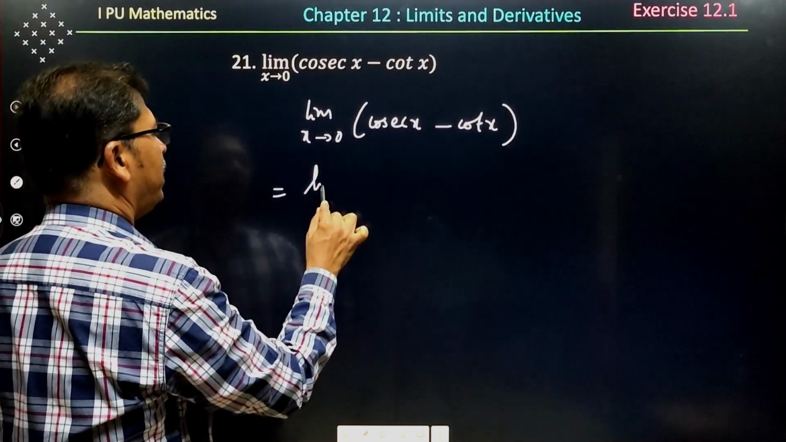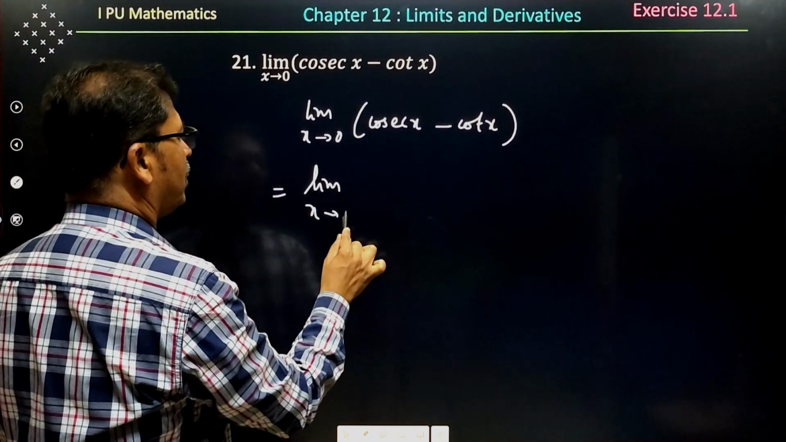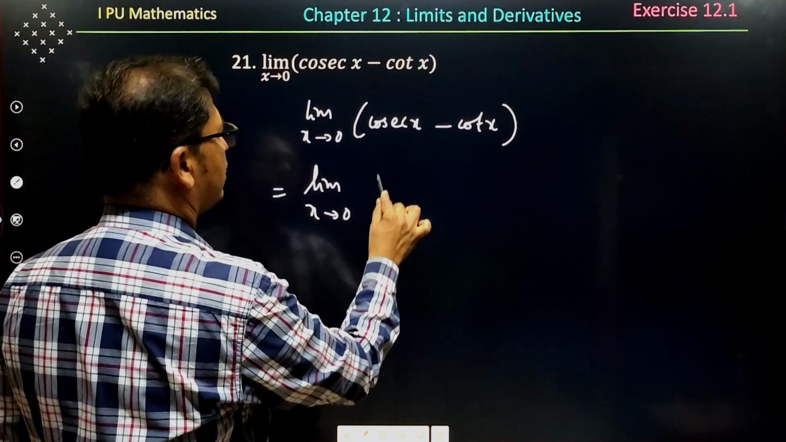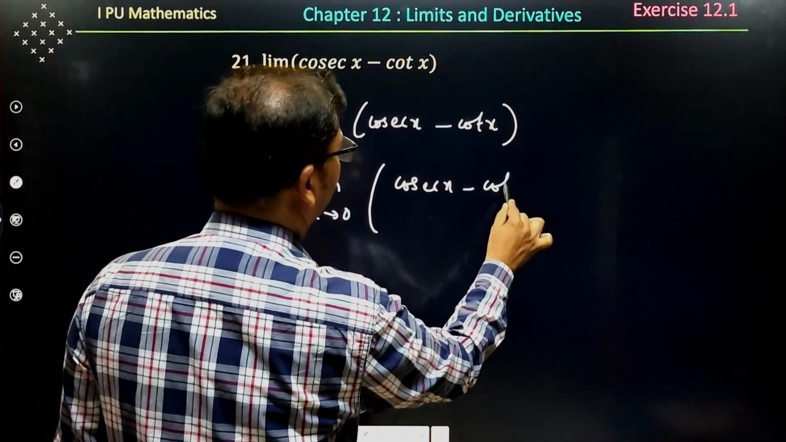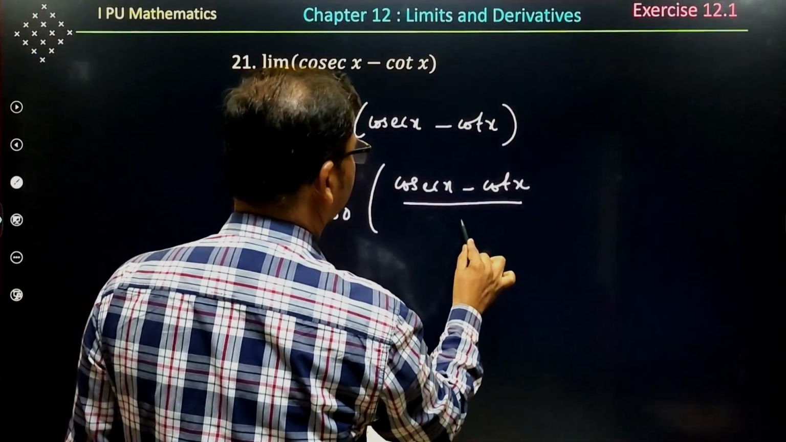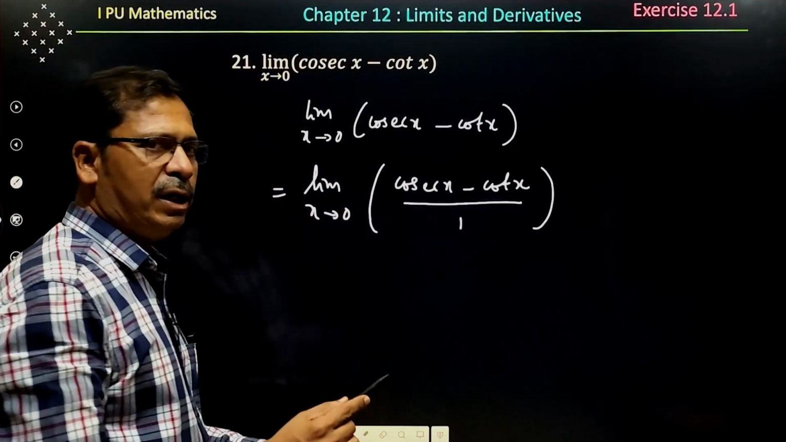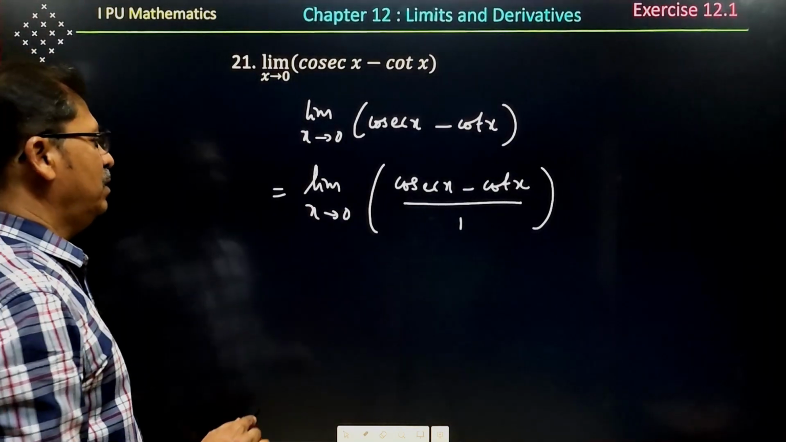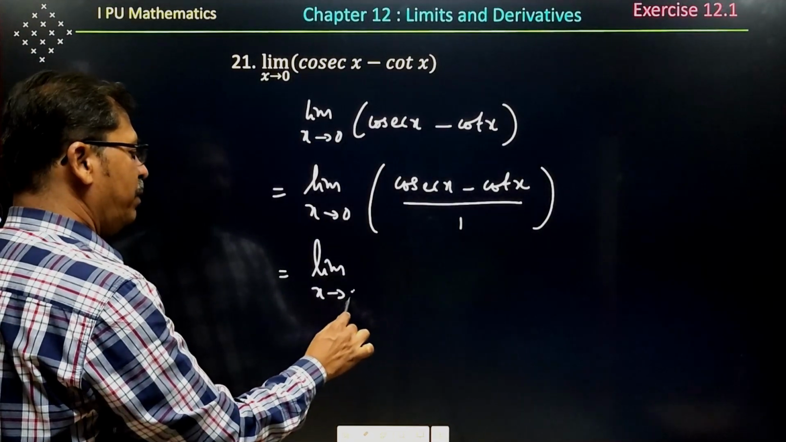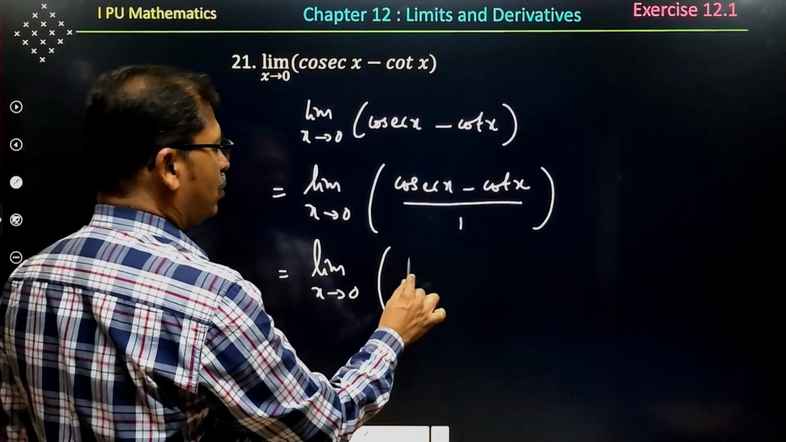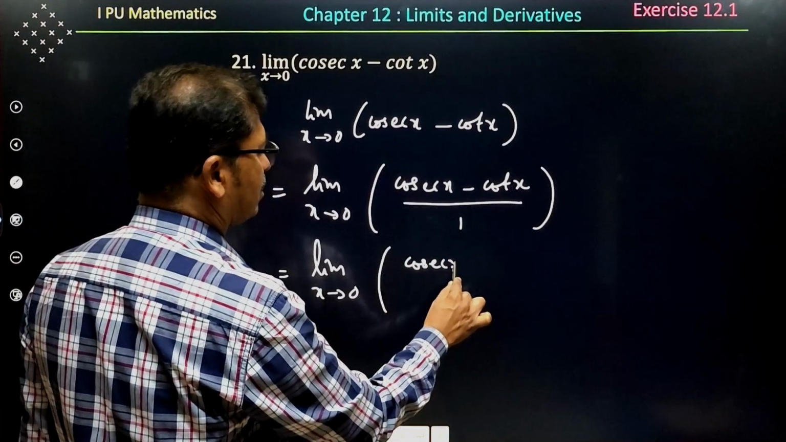This is equal to limit x tends to 0. I would like to write cosec x minus cot x whole divided by 1. Nothing means, in the denominator you can write 1, no problem. Recall the trigonometric identity: limit x tends to 0, cosec x minus cot x, as it is.